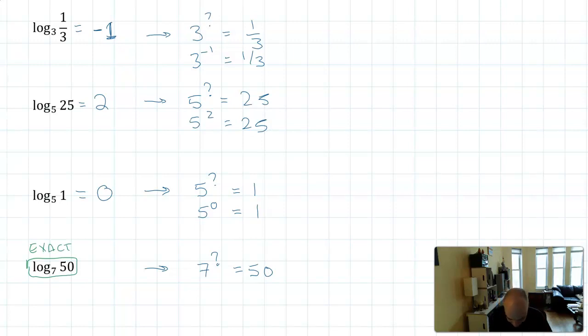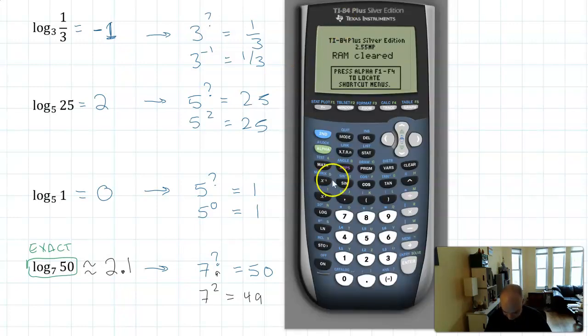But you could approximate it by recognizing that 7 to the 2 is 49. So the exponent here needs to be just a little bit bigger than 2. So you could say log base 7 of 50 is approximately 2, or maybe approximately 2.1. And while we're here, why don't I show you how you can get these on your calculator.